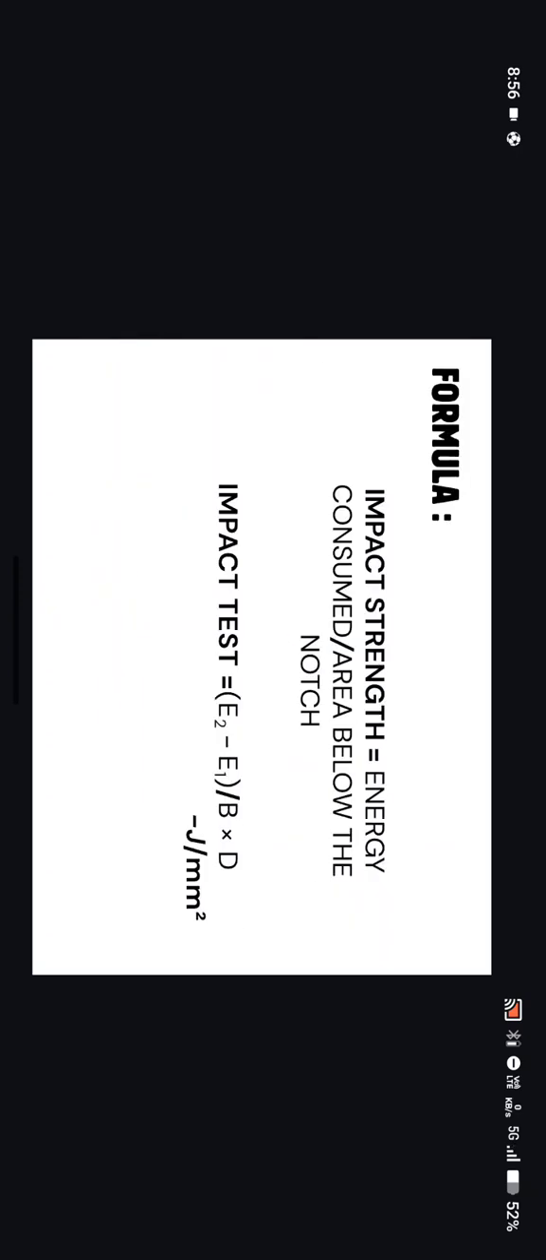To calculate the impact strength, we can get it from the energy consumed per area below the notch, which can be expressed as impact strength equals E2 minus E1 divided by B into D, which is breadth into depth, and which is denoted by the unit joules per millimeter square.